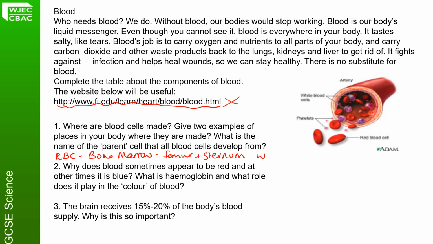Our white blood cells, and I am abbreviating here just to fit it all in so you can see it, are made in the lymph nodes in your body, and you have lymph nodes all around your body. Your most famous ones are in your armpit and in your neck, but also in your groin too. Also, white blood cells are made in the spleen and the thymus gland, so structures that we have in our body that make white blood cells.